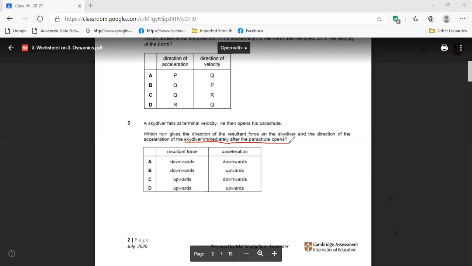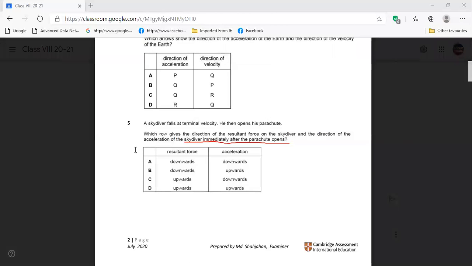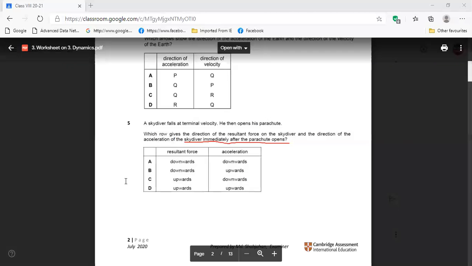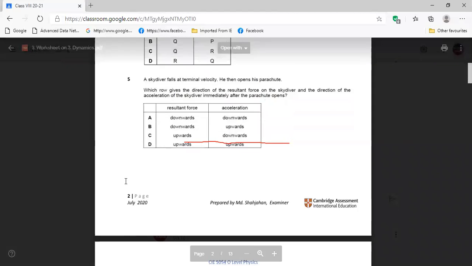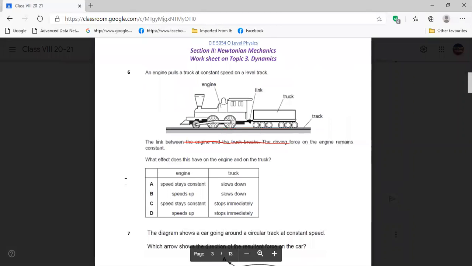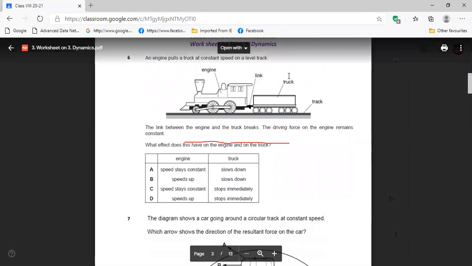So I've taken the notes. Yeah, yeah. Please read question 6.